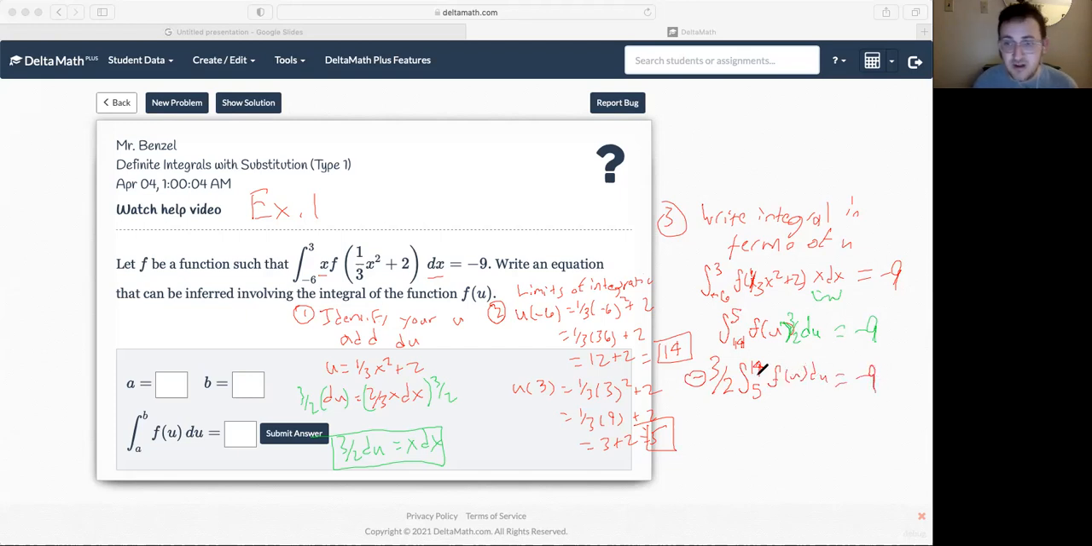And then what I'm going to do after that is multiply by -3/2. I want to get rid of that fraction, so I'm going to flip it. I'm just going to multiply both sides by -2/3.